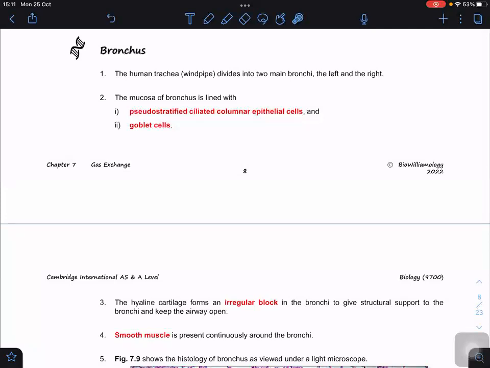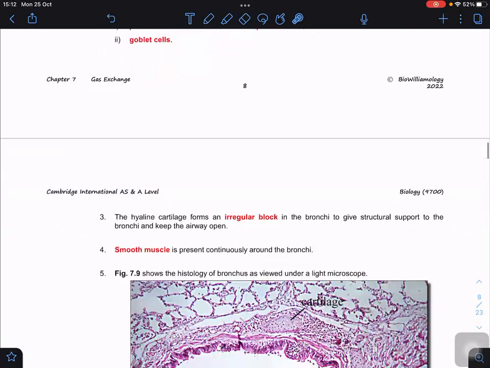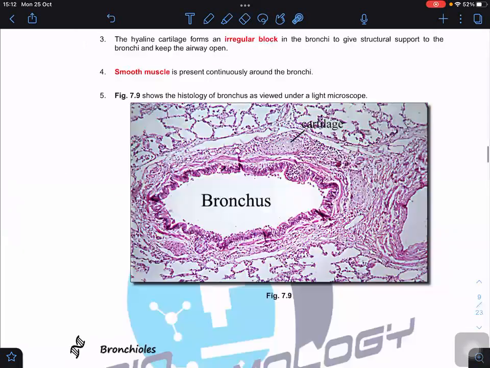First thing, they do have the mucosa. For the bronchus, you look at the types of cells that form the mucosa layer: pseudostratified ciliated columnar epithelial cells and also goblet cells. So basically similar, the same. We know that the trachea has incomplete C-shaped cartilage, but for the bronchus, you can see they don't have this anymore; it changes to irregular blocks.